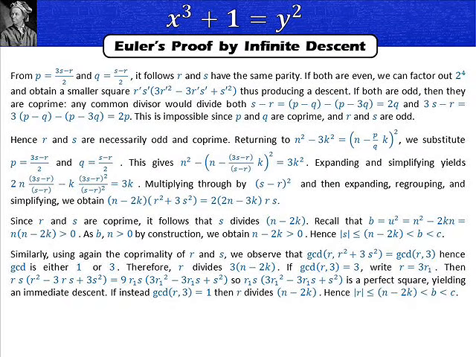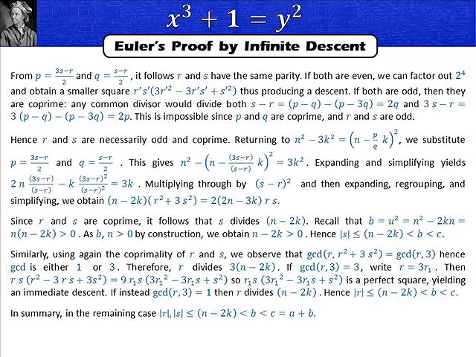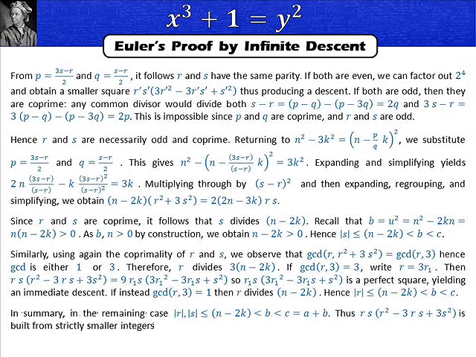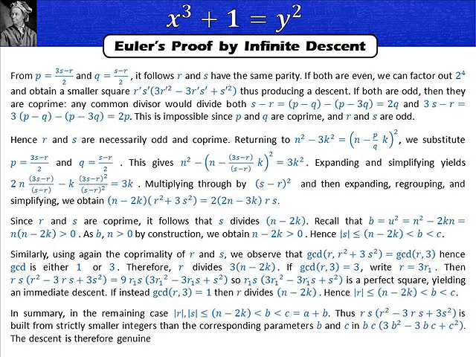In summary, in the remaining case, the absolute values of r and s are equal or smaller than n minus 2k, which is smaller than b, which is smaller than c. Thus, Euler's new expression is built from strictly smaller integers than the corresponding parameters b and c in the original expression. The descent is therefore genuine, and Euler's infinite descent argument is complete.